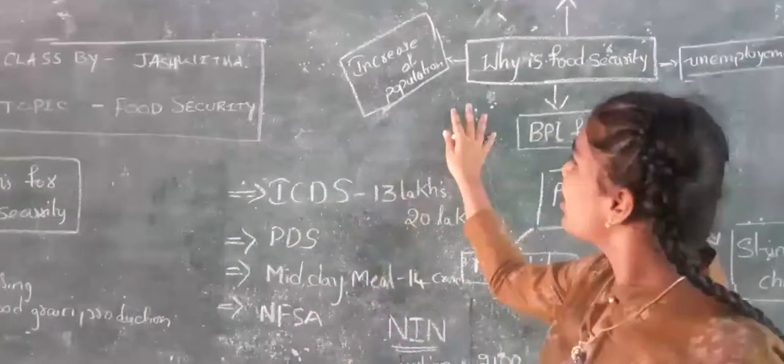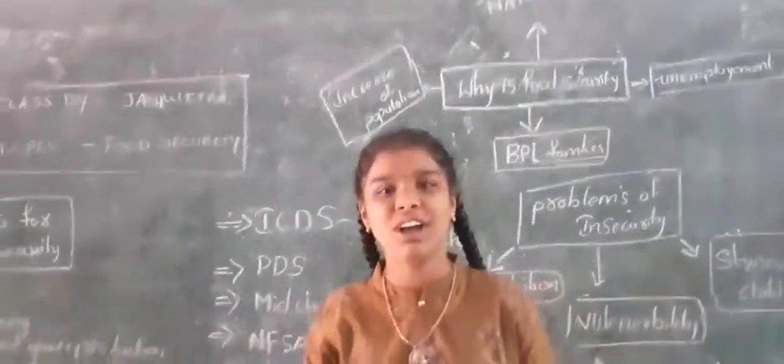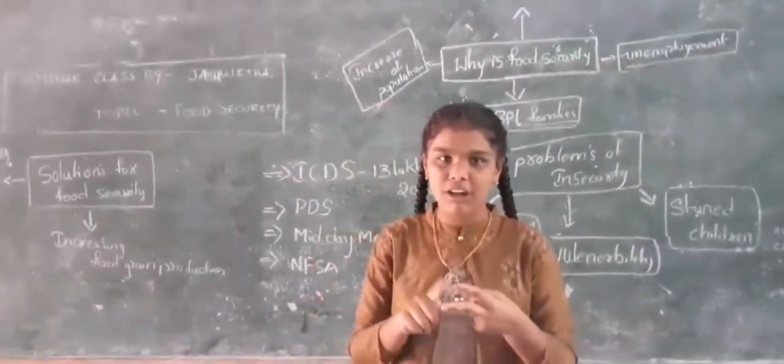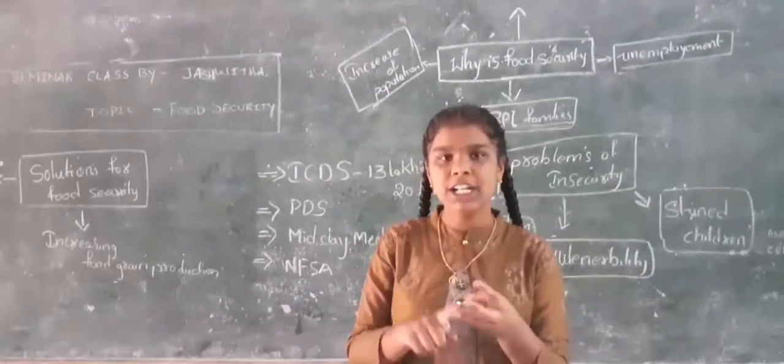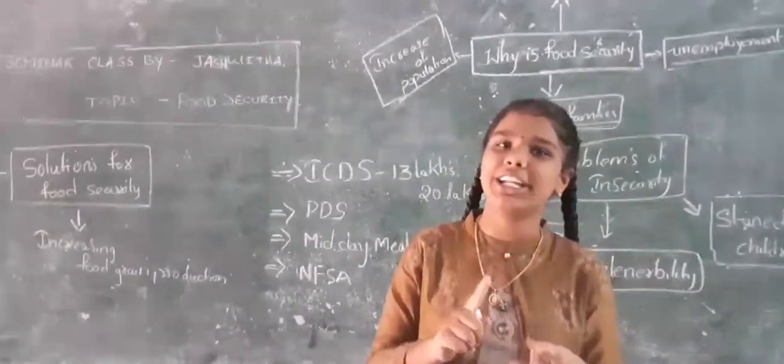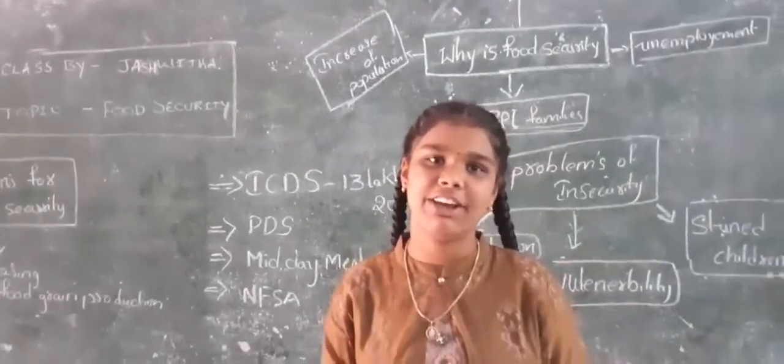Now let us learn what is food security in simple terms. I can say that food security means all people, at all times, have physical, social and economic access to safe, sufficient and nutritious food. This is called food security.